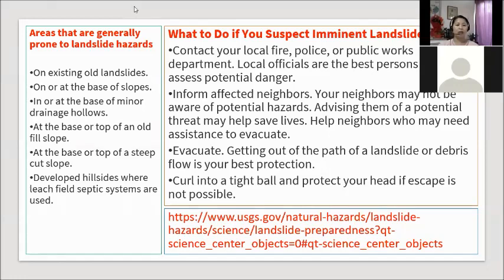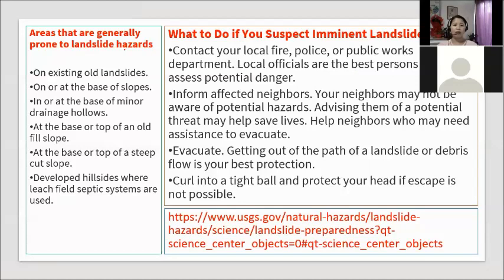At the base or top of a steep cut slope. So yung sharply angled, no? Land part, or yung cut slope. And then developed hillside where leach field septic systems are used. So yun ang areas that are generally prone to landslide hazards.